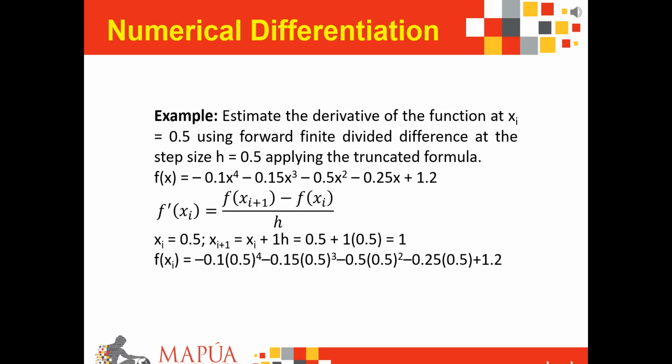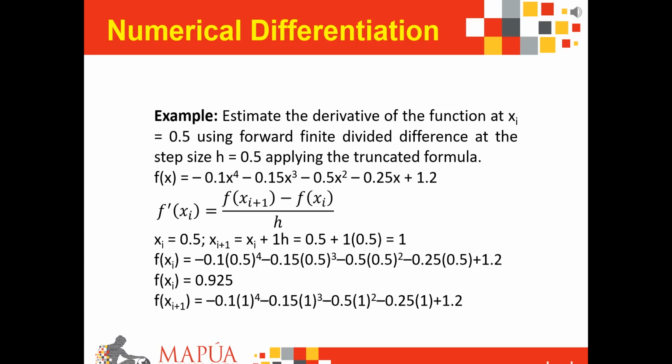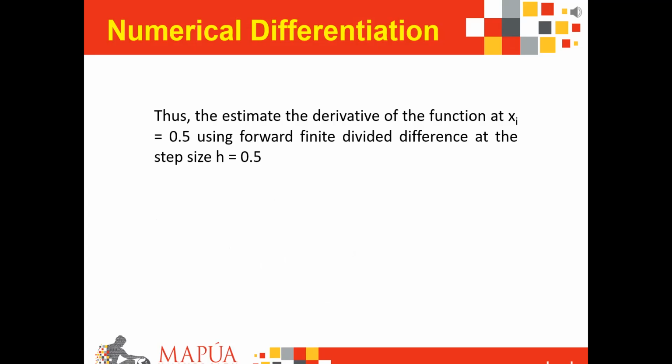Substituting your xi to your function would give us this solution with a value of 0.925. Substituting your xi plus 1 to your function gives us this solution, this time with a value of 0.2. Evaluating then the first derivative of your given function using the forward finite divided difference gives us a solution like this with a first derivative value equal to negative 1.45.